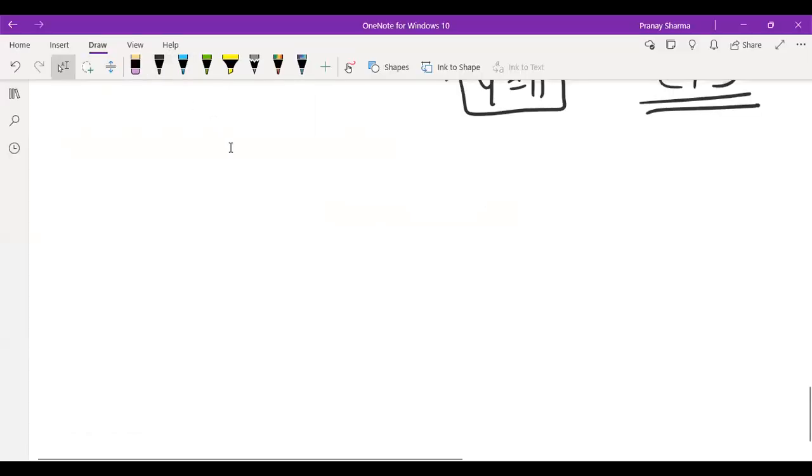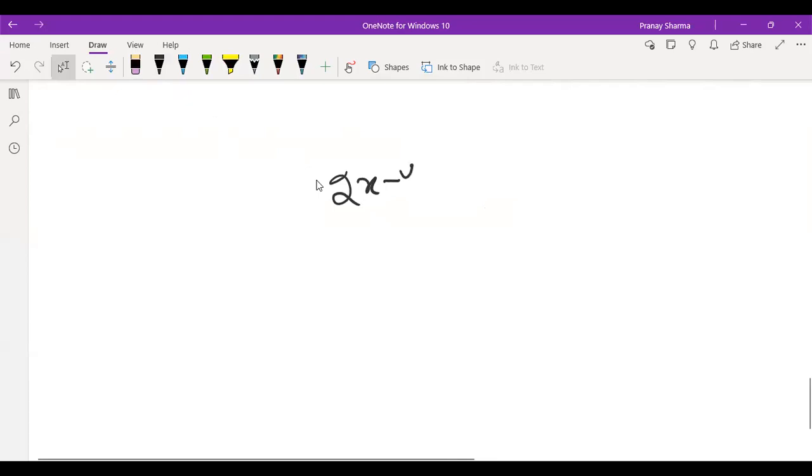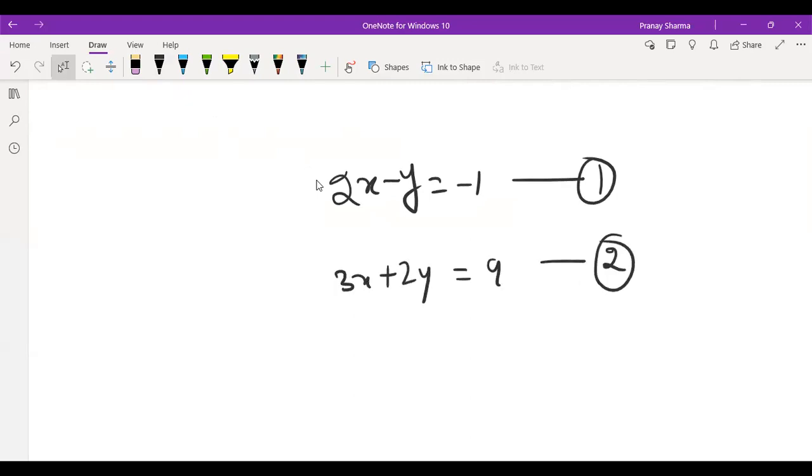Yeah. So the equations were 2x minus y equals minus 1. I'll be calling this equation number 1. And 3x plus 2y equals 9. I'll be calling this equation number 2. We need to solve this now, right?